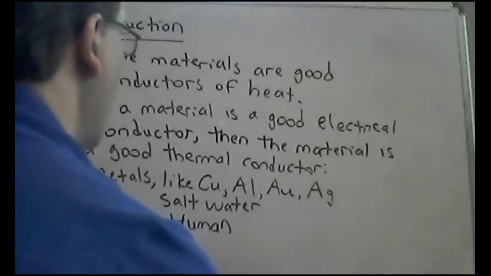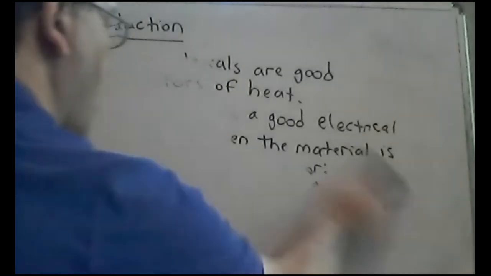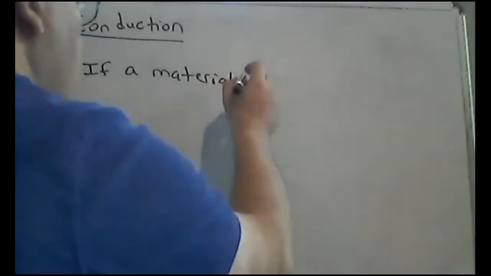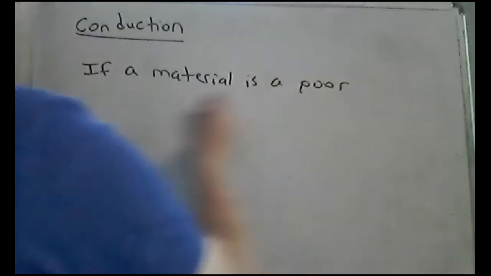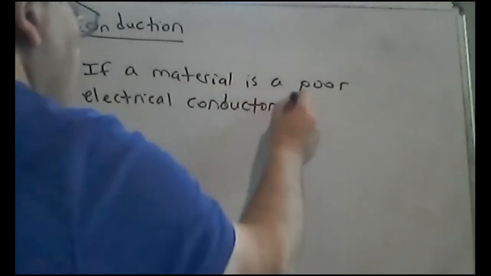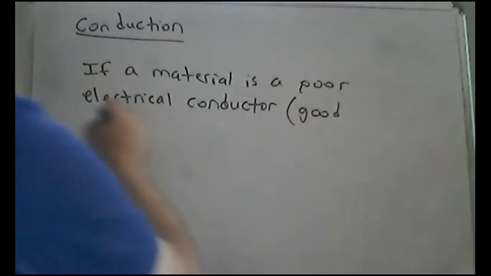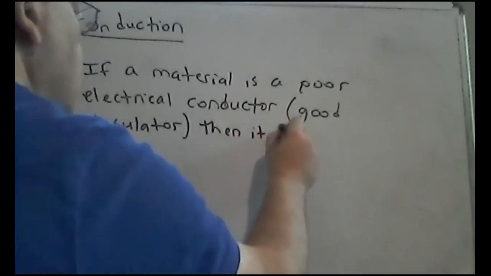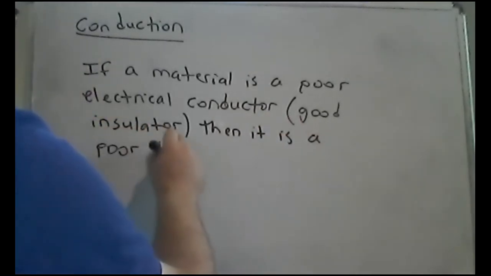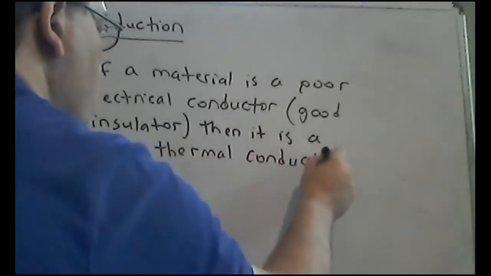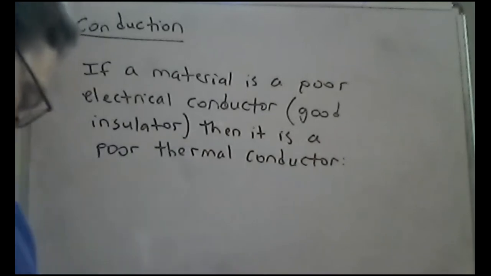Okay. Now, if a material is a poor electrical conductor, or another way of saying that, it's a good insulator, then it is also a poor thermal conductor. So what might be examples of poor thermal conductors?